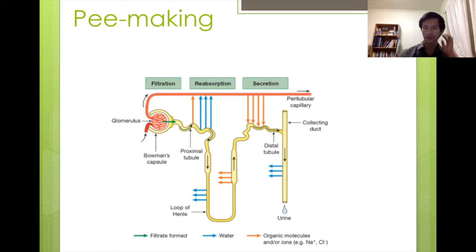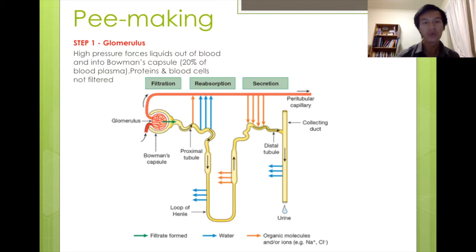Now, what does the process look like? It's a very complicated process, but there are a few key stages and steps. So step one, we start with a particular structure called the glomerulus. The glomerulus is a network of capillaries that sits within another structure called the Bowman's capsule.